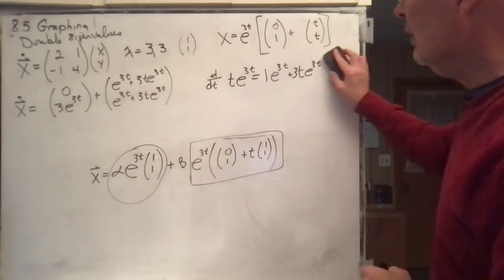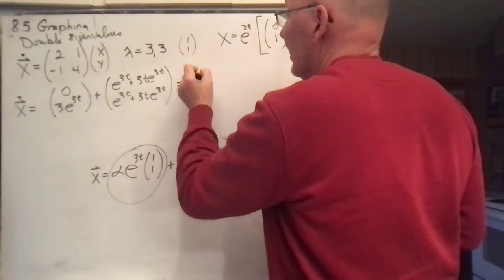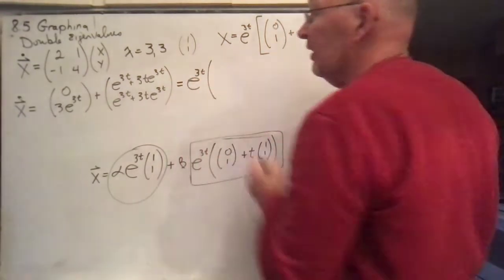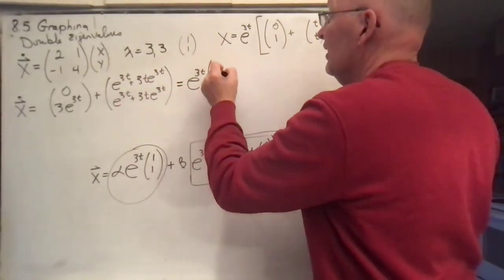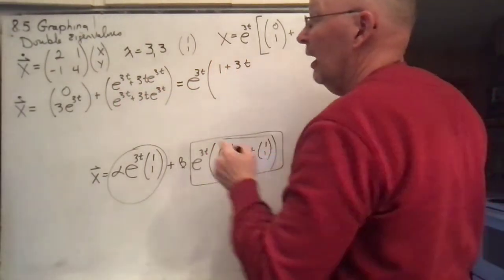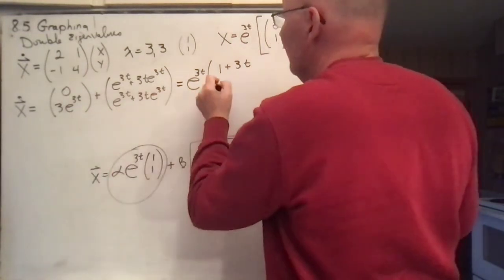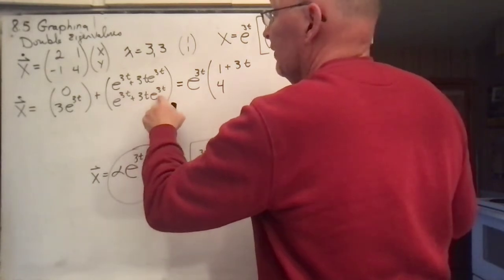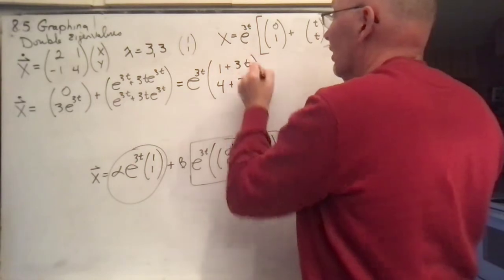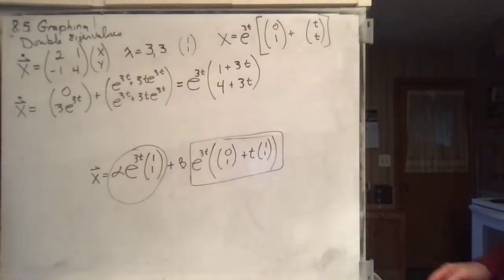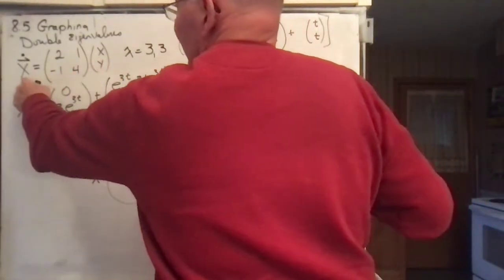Agreed? So if you add all that stuff together, first of all, let's factor the e to the 3t out, because everything has an e to the 3t on it. Here I end up with 1 plus 3t up on top. And here on the bottom, notice I'm going to have 3 of these, plus one of them is going to be 4 of them. And I factored this out again, so I'm going to have a 3t here. Okay? So there's what happens when I take this thing and do this to it.